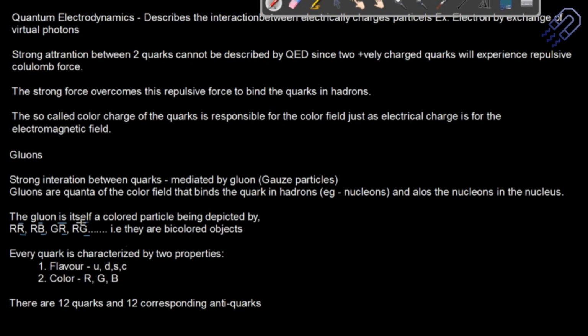If you consider gluons, these are virtual particles just like photons, and they are more or less bicolored objects as per the definition of quantum chromodynamics. Every quark is characterized by two properties: flavor, which is up, down, strange, charm, and color, which is red, green, blue. So there are 12 quarks and 12 corresponding antiquarks. So we will stop here.